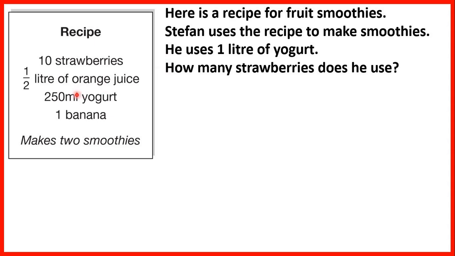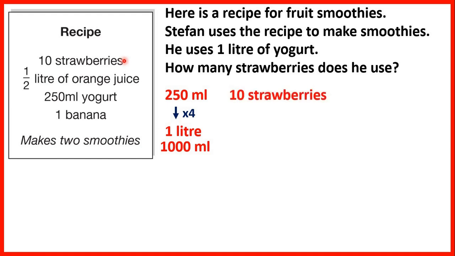So in the recipe we have 250 millilitres of yogurt, but he uses 1 litre, and 1 litre is the same as 1000 millilitres. So we need to think 250 times what is 1000? Well, 250 times 4 is 1000. So in the recipe there are 10 strawberries.